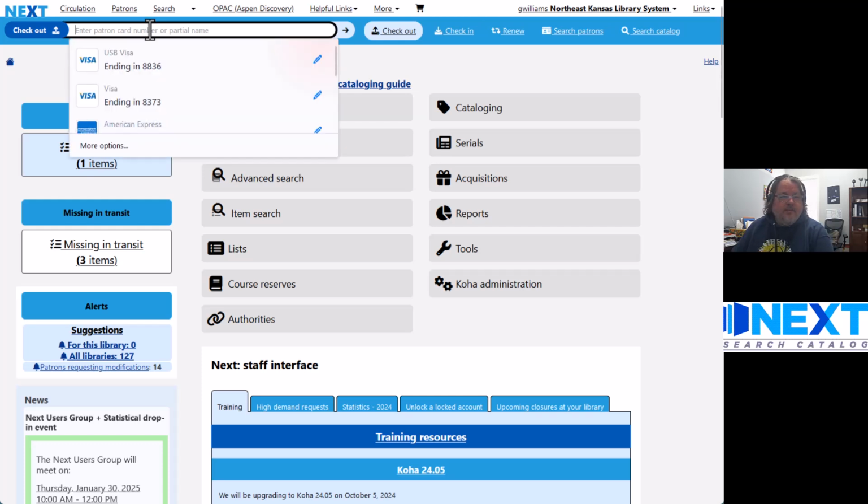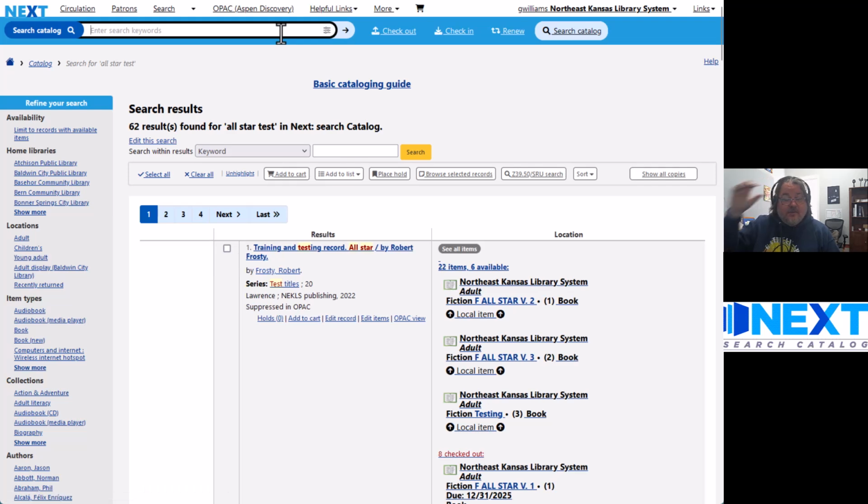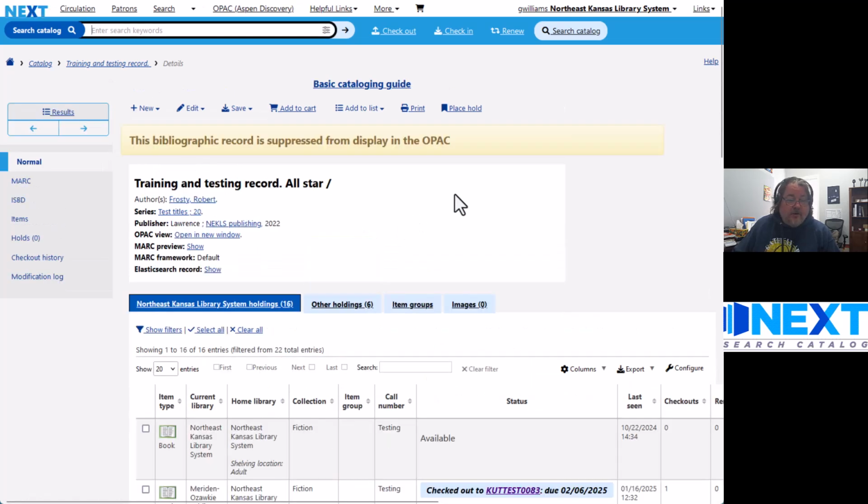So I'm going to pull up a test record. We're going to go to this test record, and the changes I made have to do with indicators. If you've looked at the new cataloging manual, there's some information in there about indicators. And I was doing some cataloging training last week, and it occurred to me that I should be able to automate some of this indicator stuff so that you guys won't have to worry about it anymore.